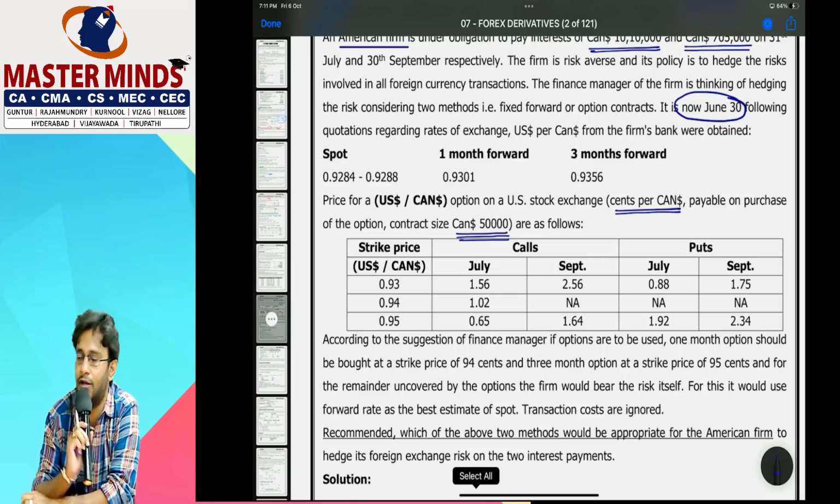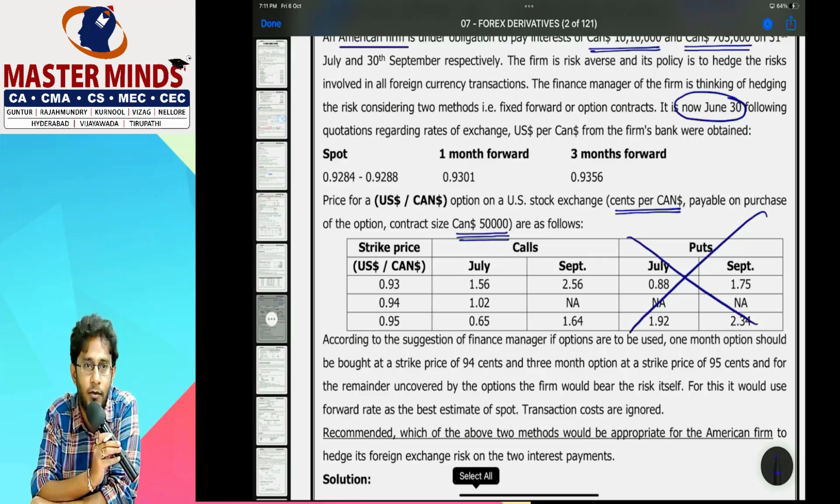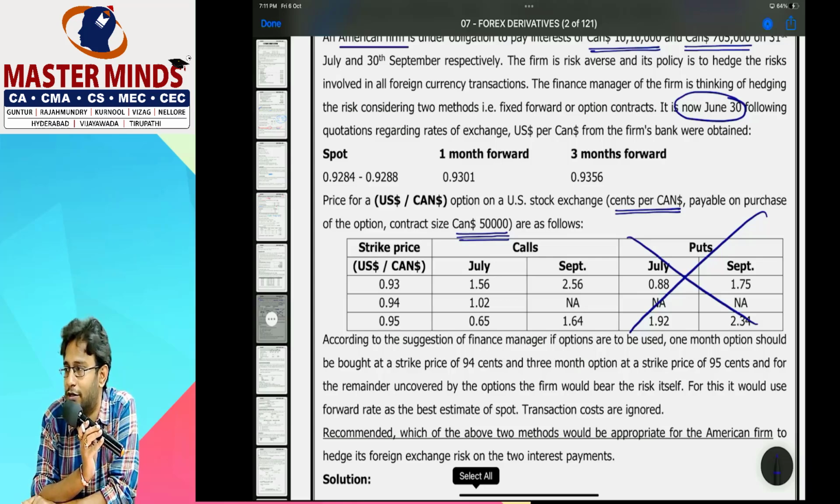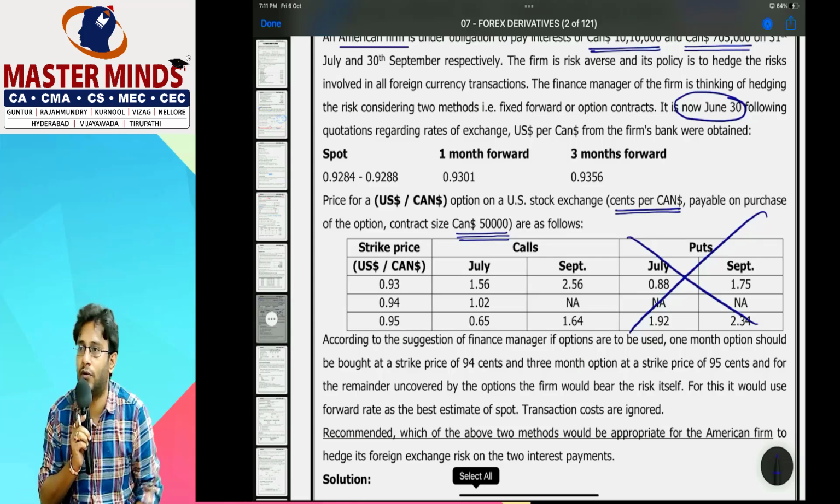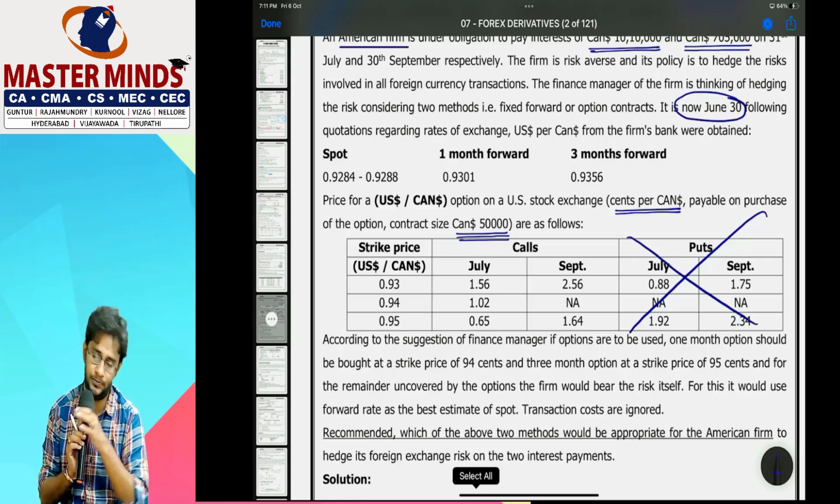Are you understanding, sir? Don't fall for the trap. Why will I buy a put option on CAN dollar, sir? I have to either buy a call option on CAN dollar or a put option on US dollar. They gave you puts with CAN dollar as the underlying asset. Don't touch that. It's a trap.